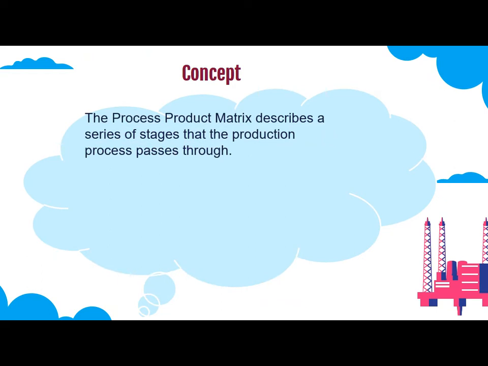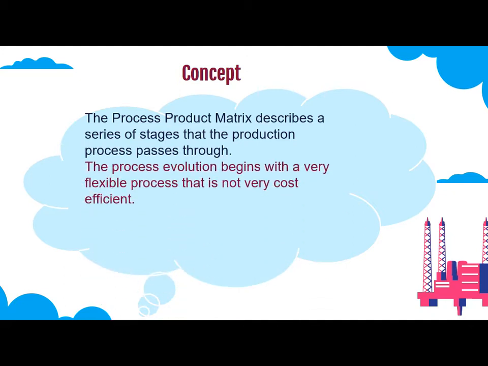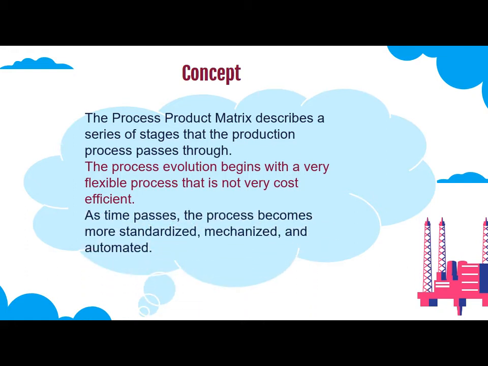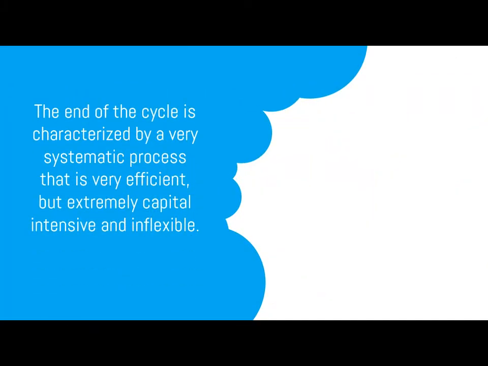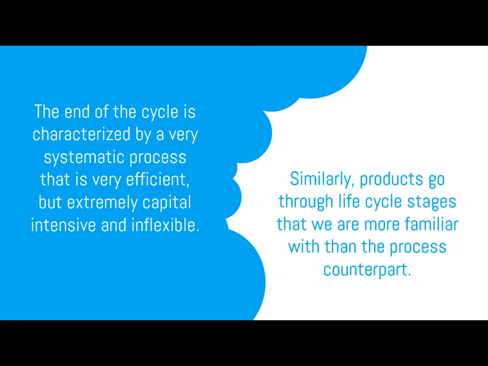Concept: the process product matrix describes a series of stages that the production process passes through. The process evolution begins with a heavy flexible process that is not very cost efficient. As time passes, the process becomes more standardized, mechanized, and automated. The end of the cycle is characterized by a well-systematic process that is very efficient, but extremely capital-intensive and inflexible. Similarly, products go through the life cycle stages that we are more familiar with than the process counterpart.